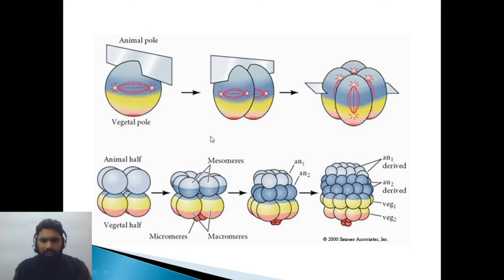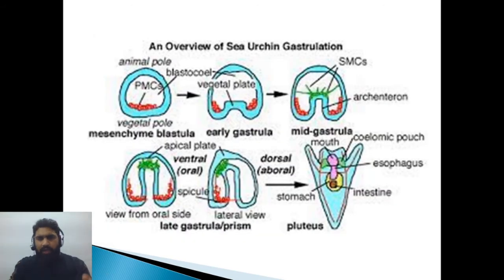This is an overview of sea urchin gastrulation. After all these events, what do we have to get? The Pluteus larva. That is the result of all these events. So we are conducting all these experiments to study whether we get the Pluteus larva or not. Be with me carefully.